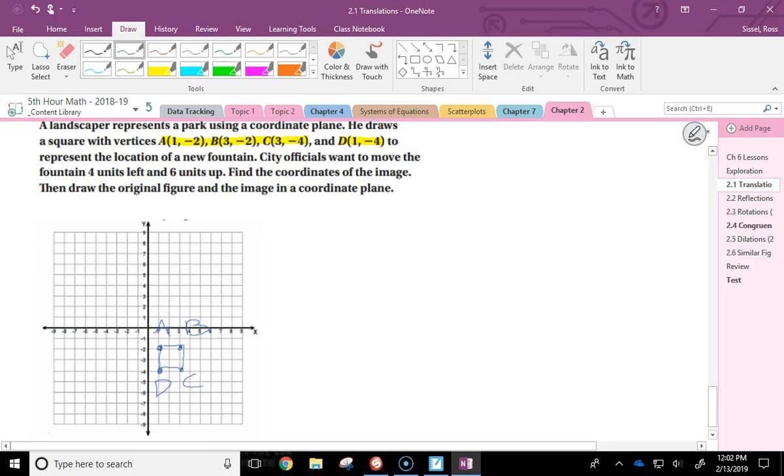Alright, so that is how you should be doing the first one. You need to identify which each coordinate point is, because if you don't, we can't tell if it really was a reflection, or if it was rotated, or if it was translated. It says city officials want to move the fountain 4 units left and 6 units up.